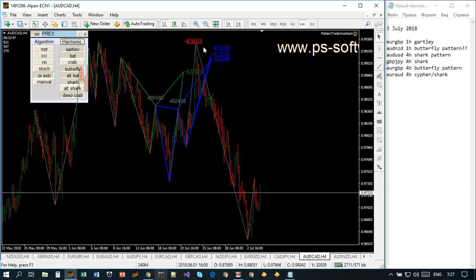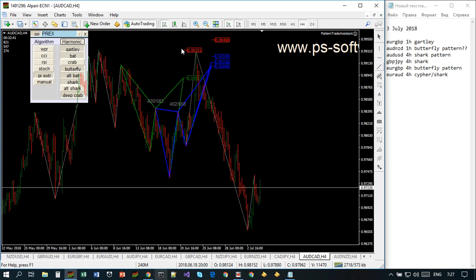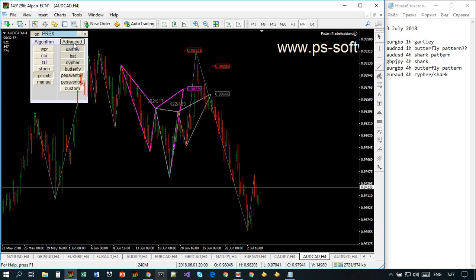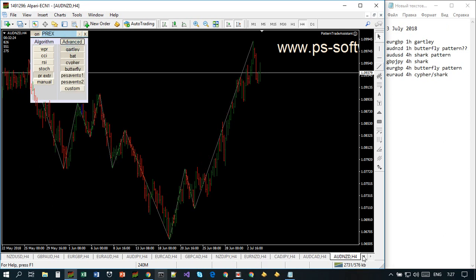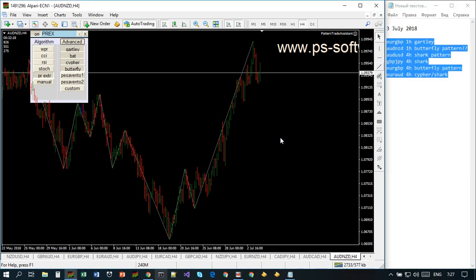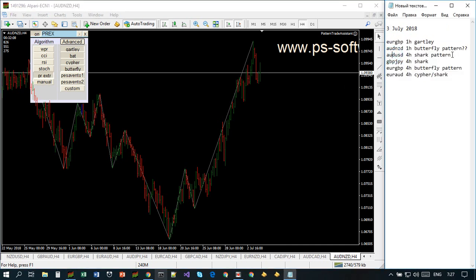Oh, wonderful deep Crab pattern working. A Shark pattern also worked very well, as we didn't hit the invalidation of the Shark pattern. And with the harmonic approach, the Butterfly didn't work, but the Cypher seems to be hitting targets. Aussie New Zealand. This and this, and that's it. Okay, now we have the list of pairs. This is definitely the one that I will be looking for today, and I will just take the best of them. Aussie dollar, a Shark pattern is the one that I like most, and Euro Aussie 4-hour Shark.